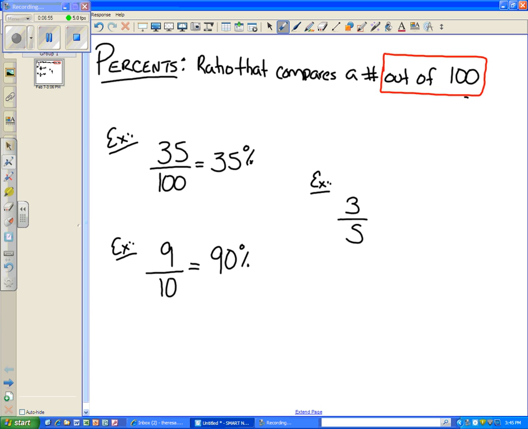3 out of 5. You should be able to look at that fraction and know that that's more than 50%, slightly more than 50%, because half of 5 is 2.5, but our numerator is 3. So what percent is that? You can put it into 100 and use a proportion. Times 20, times 20, 60, which is a 60%.